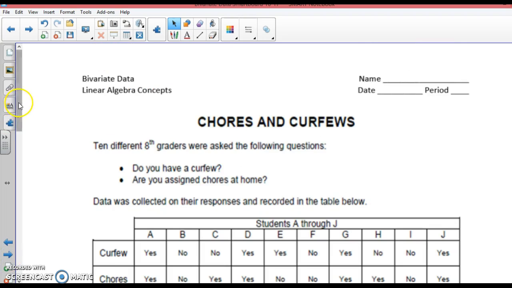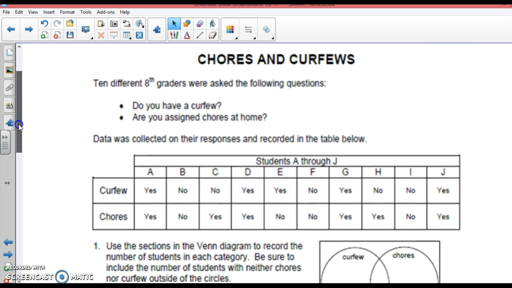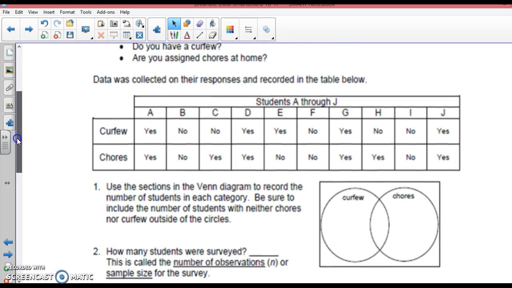All right, now we're going to talk about bivariate data. 10 different 8th graders were asked the following questions. Do you have a curfew? And are you assigned chores at home? Data was collected on their responses and recorded in the table below. So, take a look at this. This is student A. They said yes, they have a curfew, and yes, they do chores. And it is for all 10 students.